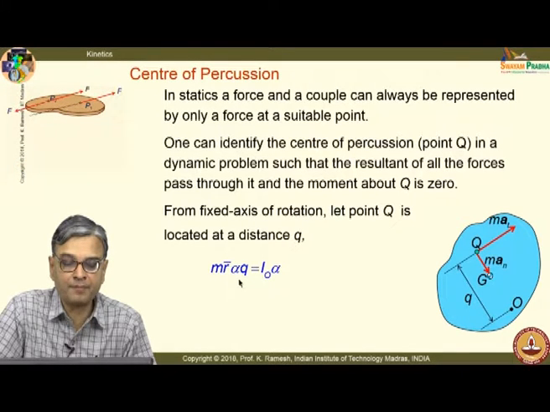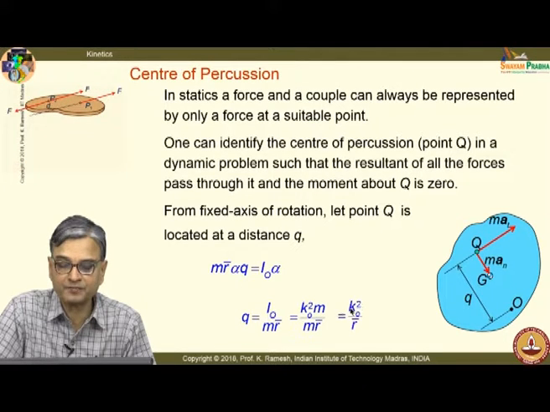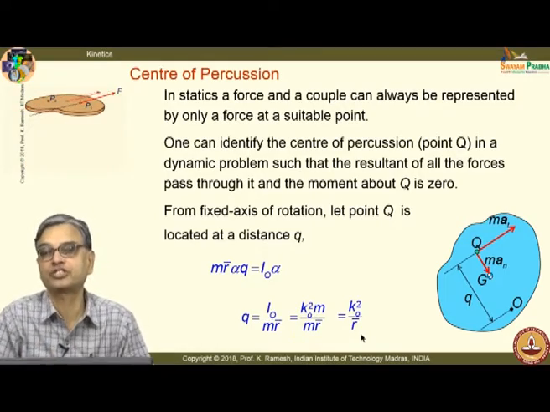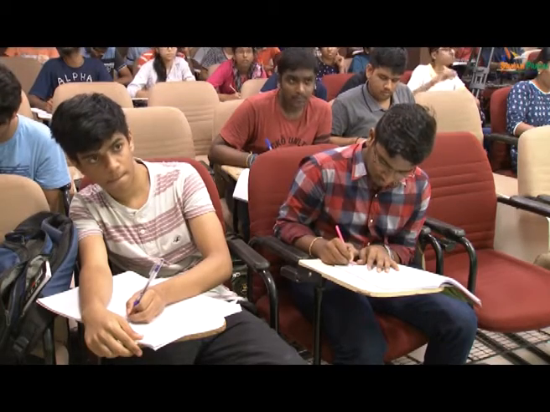So, I have m r bar alpha q equal to I naught alpha, I write the moment equation. So, I get q as I naught by m r bar. If I express I naught as radius of gyration squared multiplied by mass, then I have the expression for q as k squared O divided by r bar. So, you can find out the center of percussion. It is useful in a class of day-to-day applications. It is nothing but a reflection of the concept that you have already learnt in statics.